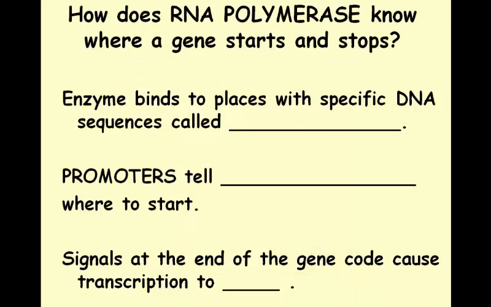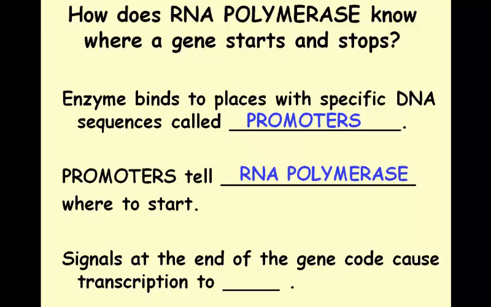So how does RNA polymerase know where a gene starts and where it stops? We have so much DNA, we have so many nucleotides. How do we know when to start to code for a gene and when to stop? Well, the enzyme, the RNA polymerase, will bind to a place with a specific DNA sequence called a promoter. So it's going to promote transcription. Promoters tell RNA polymerase where to start, and signals at the end of the gene cause transcription to stop. So there are promoter sequences and there are stop sequences that tell RNA polymerase to begin and stop.